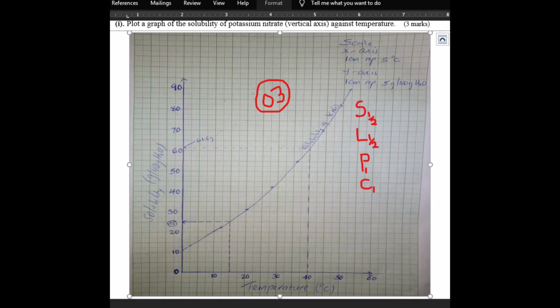So for the marking, the scale gets you half a mark. Then the labeling: you must label the two axes, the temperature, and give the units. The solubility, that's the y-axis, and give the unit. Then plotting the points appropriately, you get 1 mark. And then the curve, that solubility curve as it is, you get the mark.